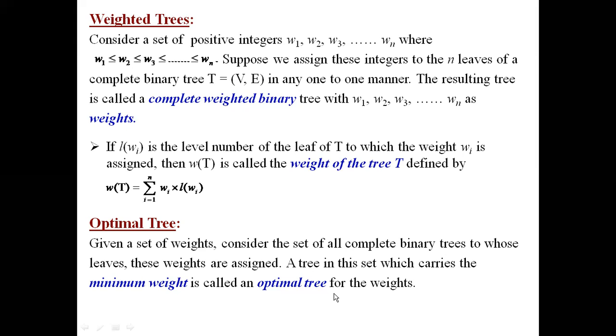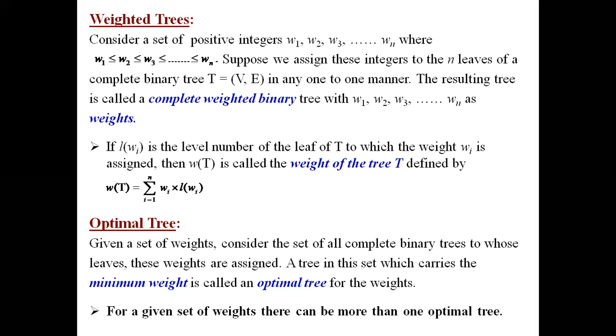So given a set of weights, we have a set of complete binary trees for which the weights are assigned to the leaves, and among all those trees one of the trees will have the minimum weight. By calculating the weights, whichever complete binary tree has the minimum weight will be known as the optimal tree for the given weights. For a given set of weights, there can be more than one optimal tree. So remember that for a given set of weights, we need not have a unique optimal tree.